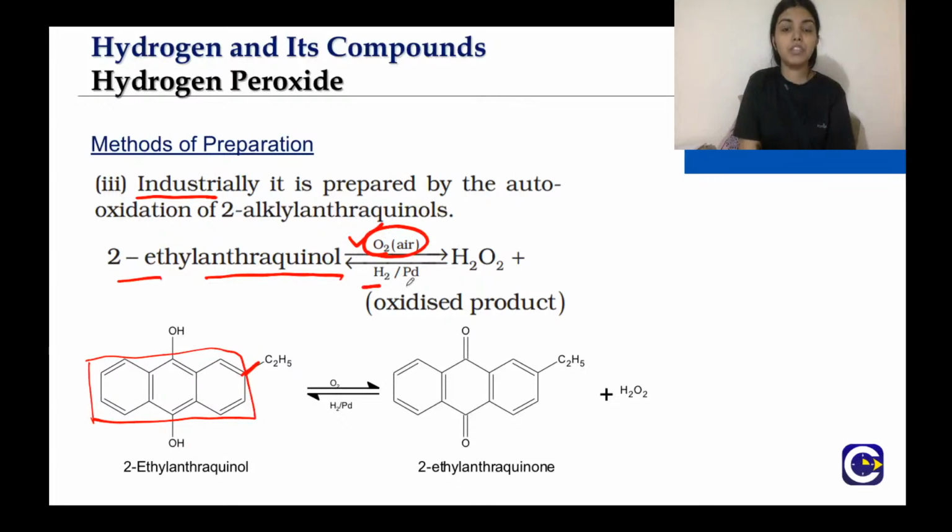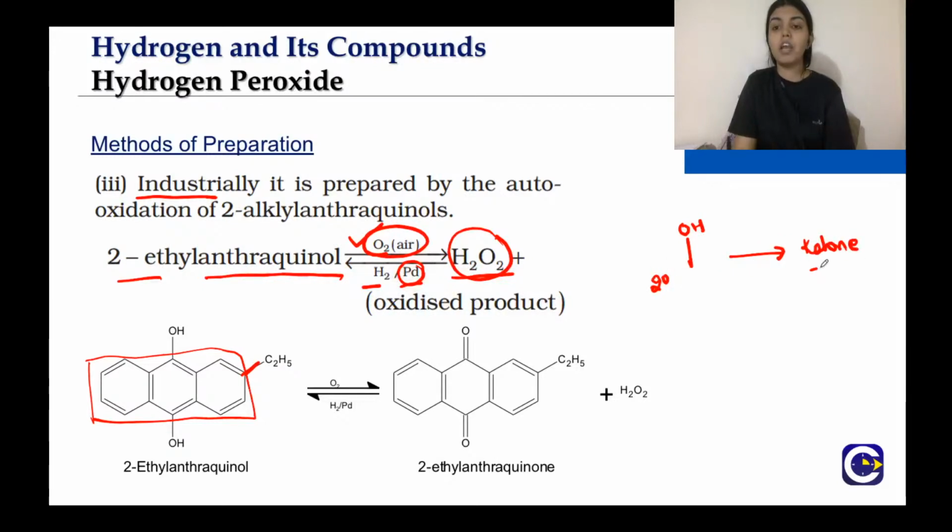So 2-ethyl anthraquinol on reaction with oxygen, that means in the presence of air and in the presence of hydrogen and palladium, it gives the H2O2 plus the oxidized product. When you oxidize a secondary alcohol, it gives you a ketone. This you will learn in organic chemistry in detail, right? So here the alcohol group oxidizes to ketone and the product that is yielded is peroxide.